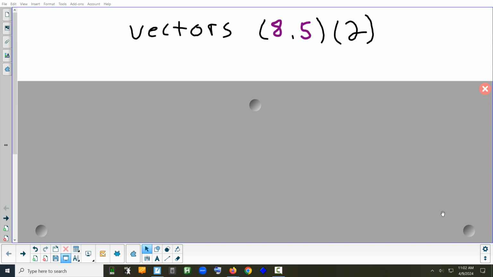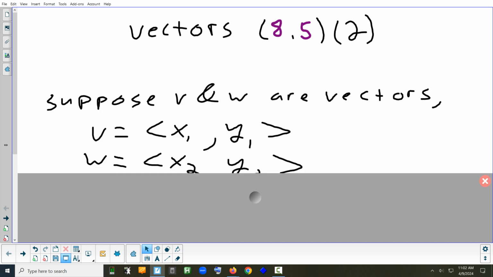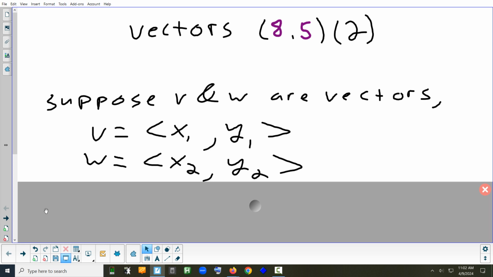Okay, so the second part of vectors we're going to look at, it's still 5.4 on that PDF, so it's going to be the same PDF as last night. We're just doing the second part of it. So let's suppose that we had two vectors, and I'm naming the two vectors v and w. So remember, these are bold. And each vector has a horizontal and a vertical component.